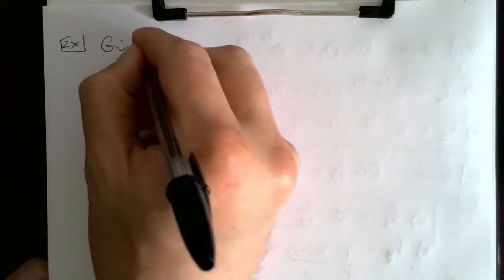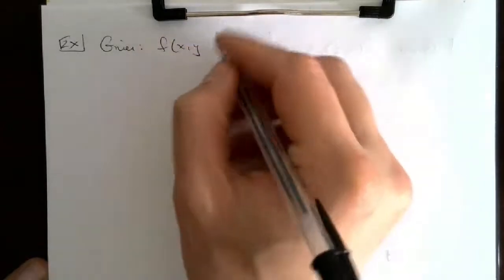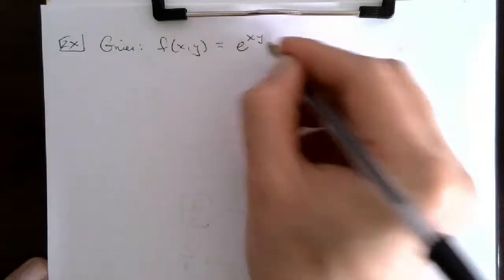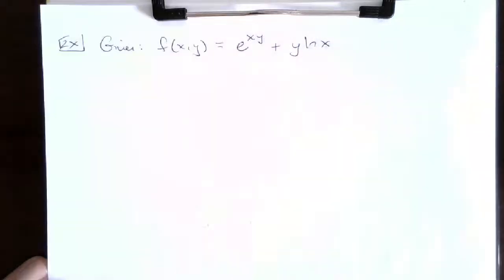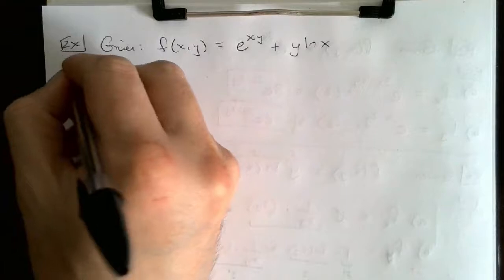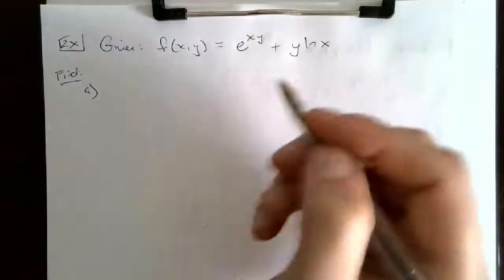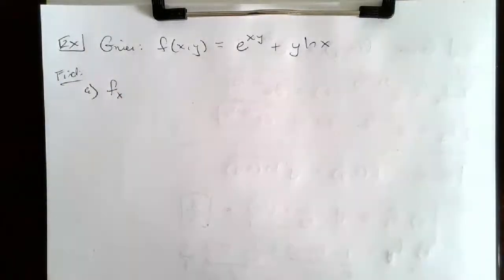So if I said we are given f of x comma y is equal to e to the xy plus y natural log of x. And we'll say find the first one. I'll say find the first order partial derivative of f with respect to x.